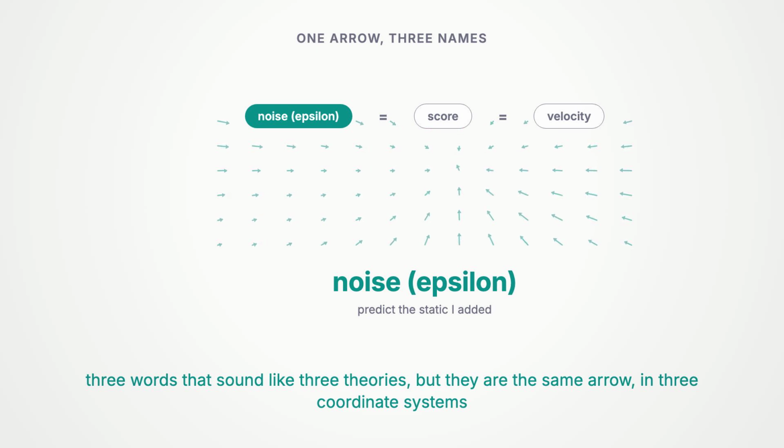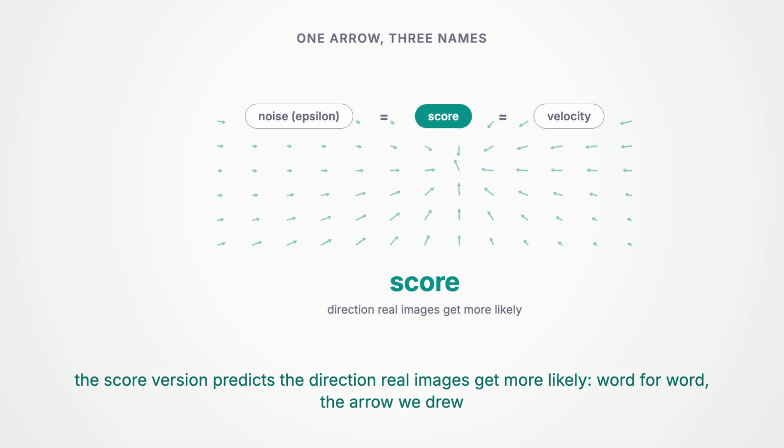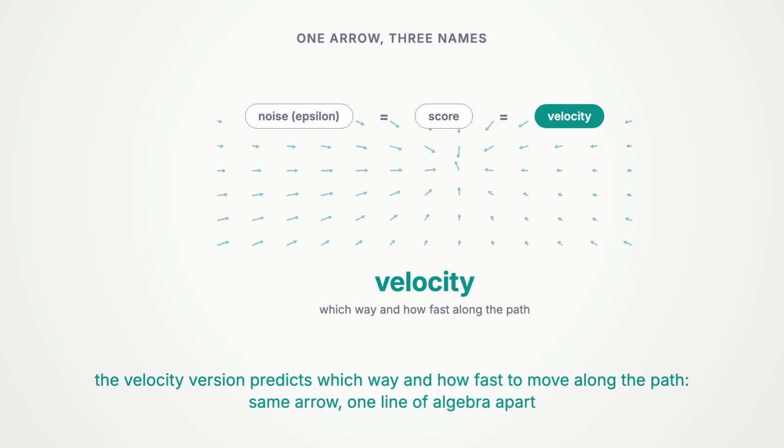The noise version says, predict the static I added, and the step toward clean falls right out of it. The score version says, predict the direction in which real images get more likely, which is, word for word, the arrow we just drew. The velocity version says, predict which way and how fast to move along the path from noise to image. Same arrow. You can convert any one into the other two with a line of algebra.